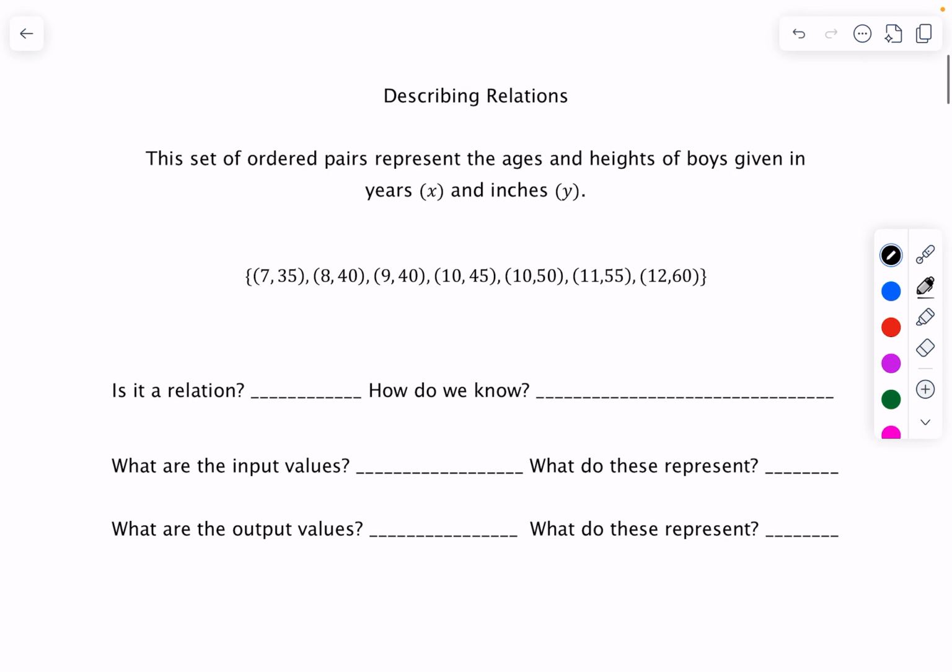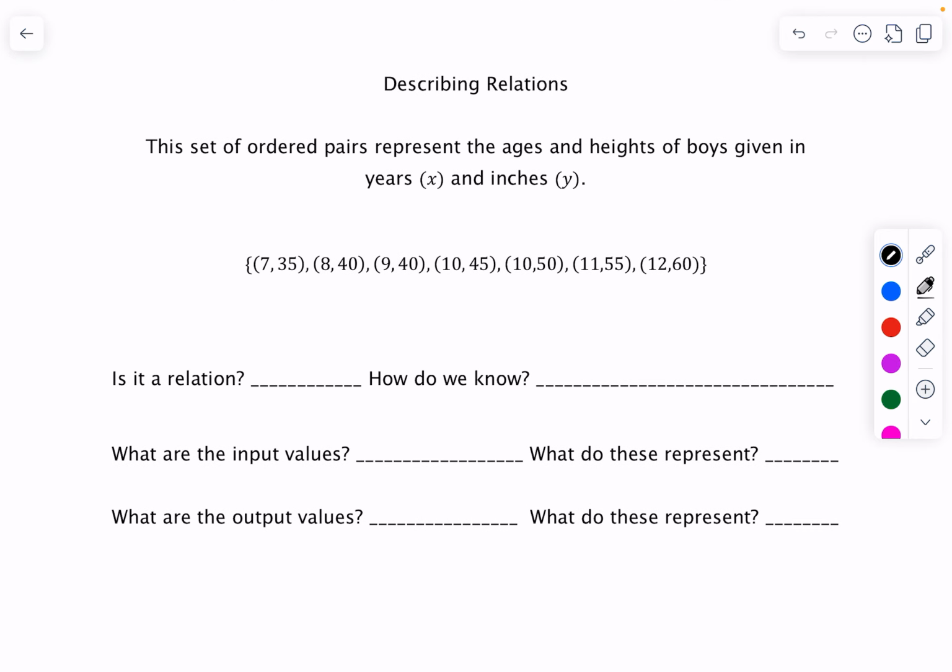When we describe a relationship, we can usually use descriptors. We're not just given a coordinate pair of numbers. Usually those numbers represent something. So in this example, this set of ordered pairs represents the ages and the heights of boys given in years and inches. So we're just looking at ages and heights and how they're related to each other. That's why they're called relations.